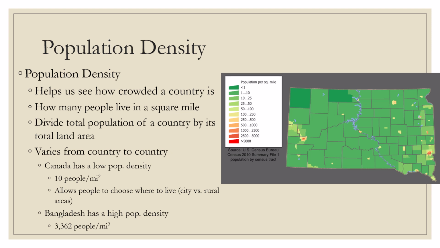Versus a country like Bangladesh, that has a high population density. Theirs is 3,362 people per square mile, where they have major issues with overcrowding, which puts a strain on their resources. When you have that, everything is going to go up in cost. Your house is going to cost a lot of money, and it's just going to be a lot harder to do things.